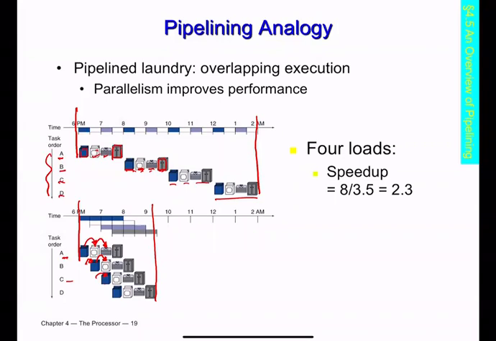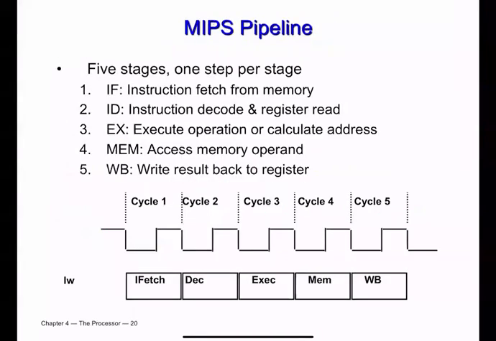And if we would like to calculate the speedup between this and this, we will see that this is 8 divided by 3.5, so it is equal to 2.3. So this guy is 2.3 times faster than this guy. But this is just a small idea. And this is the pipeline. We need to think by analogy.